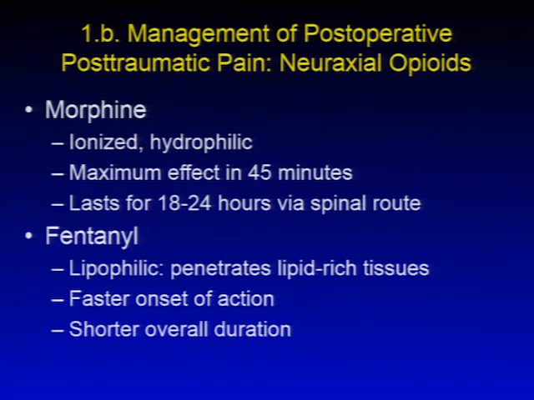Typical neuraxial opioids are morphine, which is hydrophilic and ionized. Its maximum effect is in 45 minutes, and it may last for 18 to 24 hours via the spinal route. Fentanyl is a lipophilic type opioid. It typically can penetrate lipid-rich tissues. It may have a faster onset of action, but a shorter duration overall.